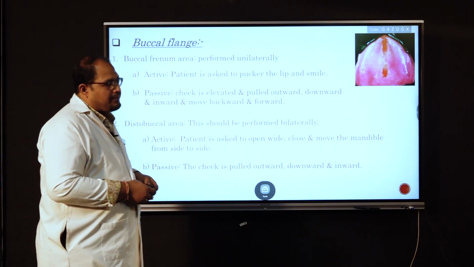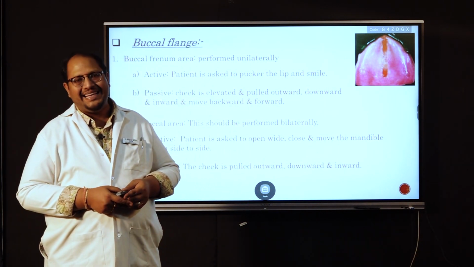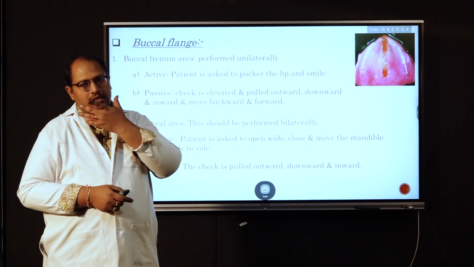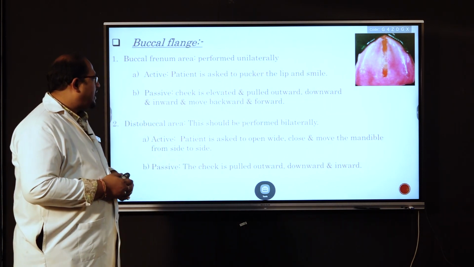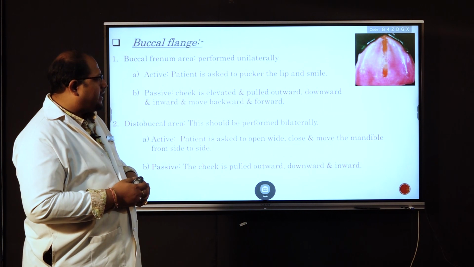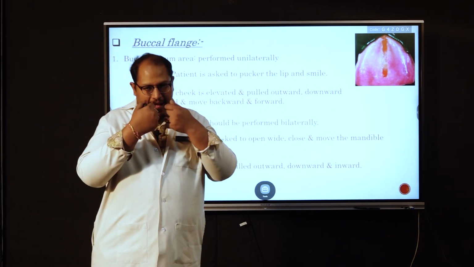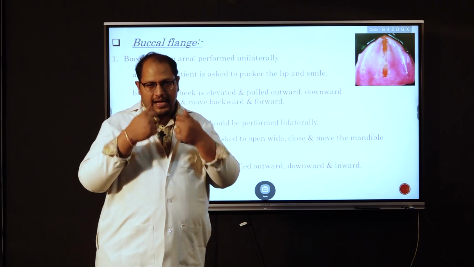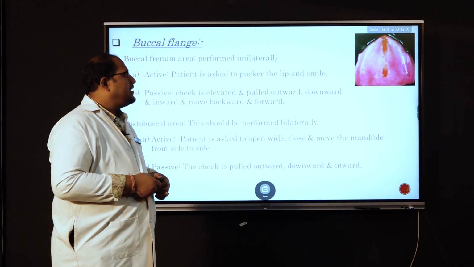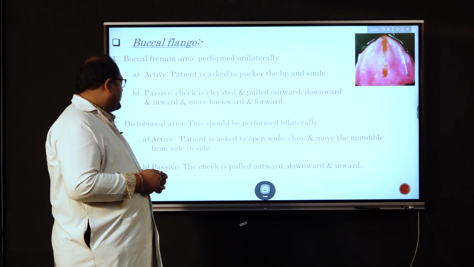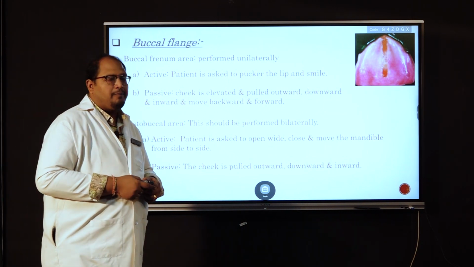So what we will ask the patient to do in this, we will ask the patient to pucker the lip and smile. That will exaggerate the borders of the buccal flange area, and the buccal frenum will be recorded by pulling it outward, downward and a little more backward and inward, not just inward, backward and then inward, when we are supposed to record the buccal flange area of the particular patient. Correct? Coming to the distobuccal area, this should be performed bilaterally.